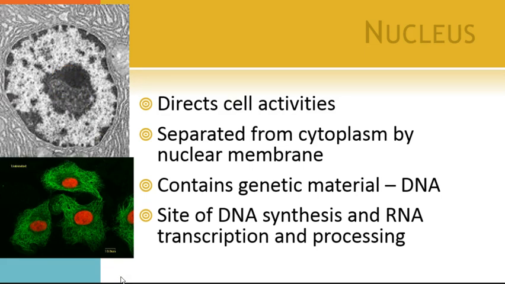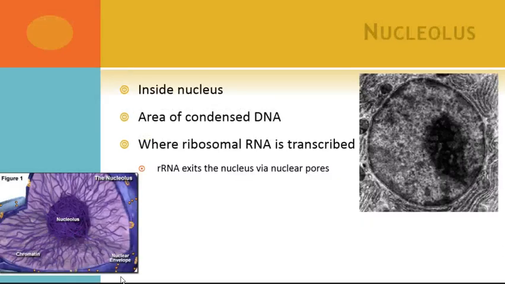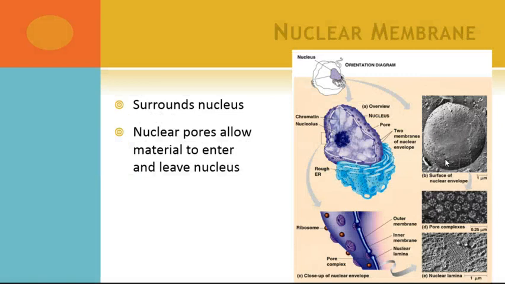This is where you're going to have DNA synthesis, and it's where you're going to have transcription and processing of RNA. Okay, now within the nucleus is the nucleolus, and it's this area of condensed DNA, and this is where ribosomal RNA is going to be transcribed, and it's going to leave, like all the rest of the RNA, the nucleus through nuclear pores. Okay, so the nuclear membrane is where those nuclear pores are, and this is just the membrane that surrounds all that DNA, including the nucleolus.